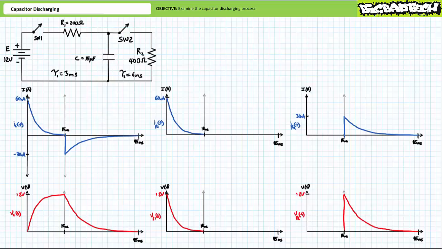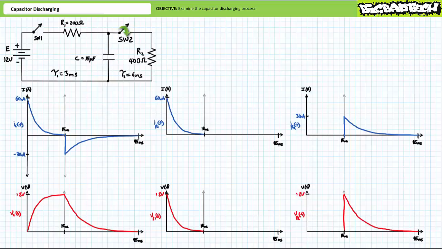Let's consider the electrical properties of the capacitor first. At time t equals 0, the capacitor is initially uncharged at 0 volts. The transient charge process begins at t equals 0 and ends 5 time constants later at 5 times 3 milliseconds or 15 milliseconds. During the charge process, current into the capacitor surges to positive 60 milliamperes and decays to 0 amps in 15 milliseconds. Voltage across the capacitor starts at 0 volts and rises to 12 volts over the same 15 millisecond period. At t equals 15 milliseconds, switch 1 opens and switch 2 simultaneously closes.